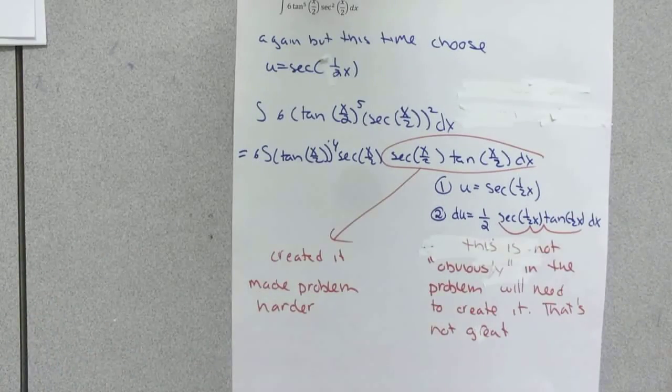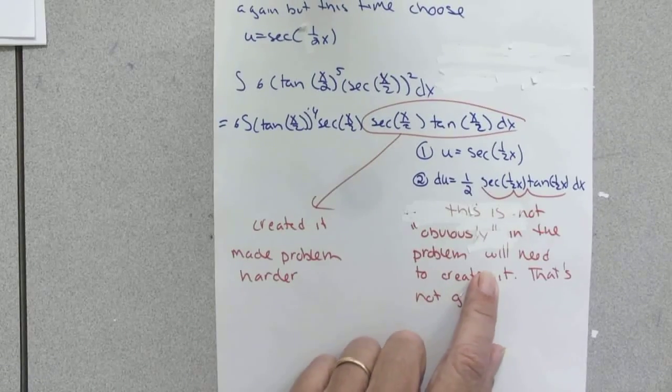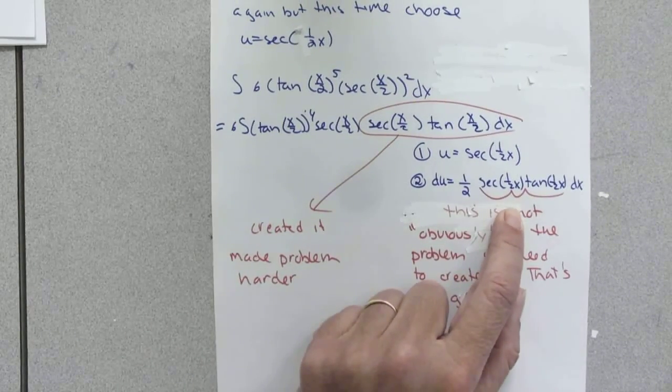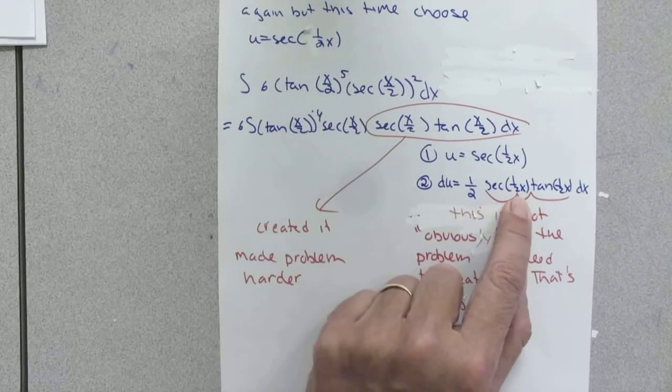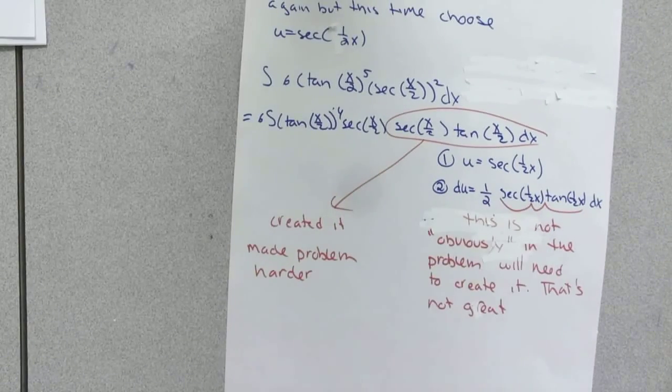Now, this one would have worked. But suppose it was a different problem, and you couldn't create this. You made your choice for u, you calculated du, and there was just no way to create it. It just wasn't there. That is usually an indication to not proceed at all. Now, there will be times where you could do something funky and still make it work, but that's not what we're doing in Calculus 1.